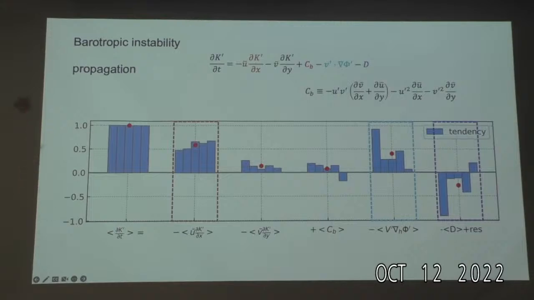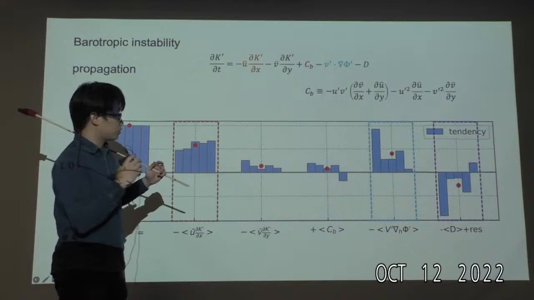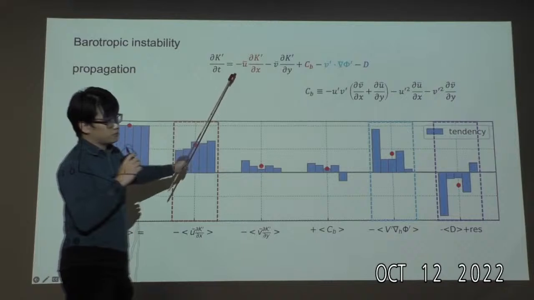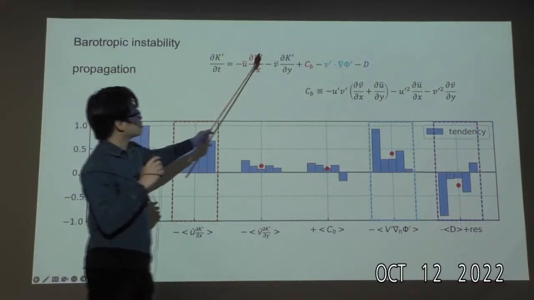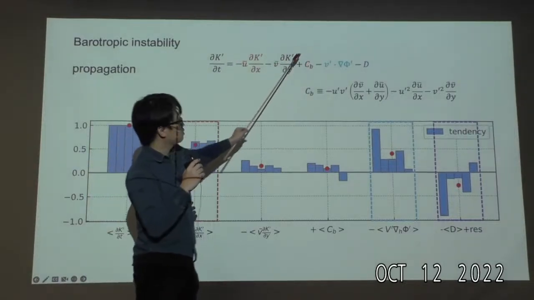But if we do a bar chart computing the general contribution from different terms to the tendency of kinetic energy, this is the equation for the kinetic energy tendency. This is a tendency term. This is the zonal advection of anomalous kinetic energy by the mean zonal winds and by the mean meridional winds. And this is the most important part.